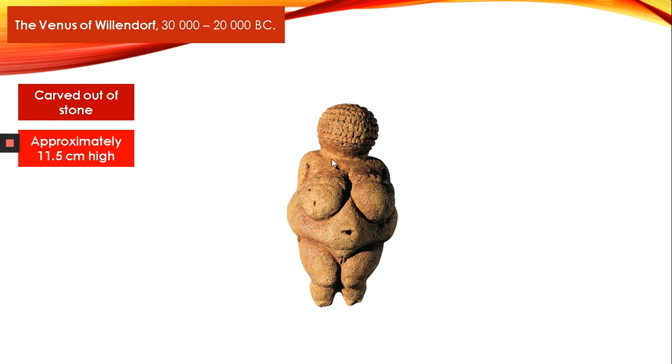So it's approximately 11.5 centimeters high. If you think of a ruler is 30 centimeters, it is smaller than half a ruler. So it's quite a small little figure. It is made, like I said, to fit within the palm of the hand. So it holds nicely in the palm of your hand. It was found in Austria. So again, like I said, not African, but it is important because it was the first representation of the human figure that they've found.